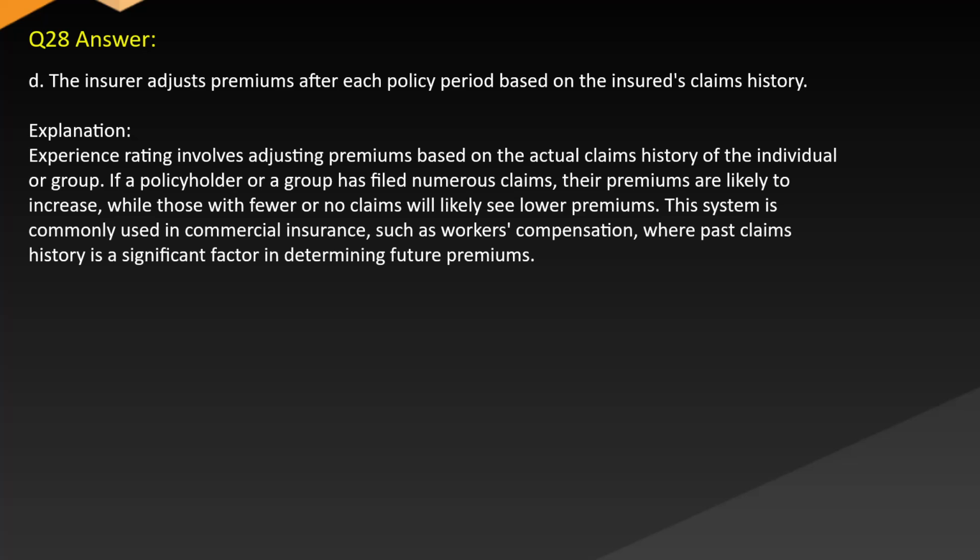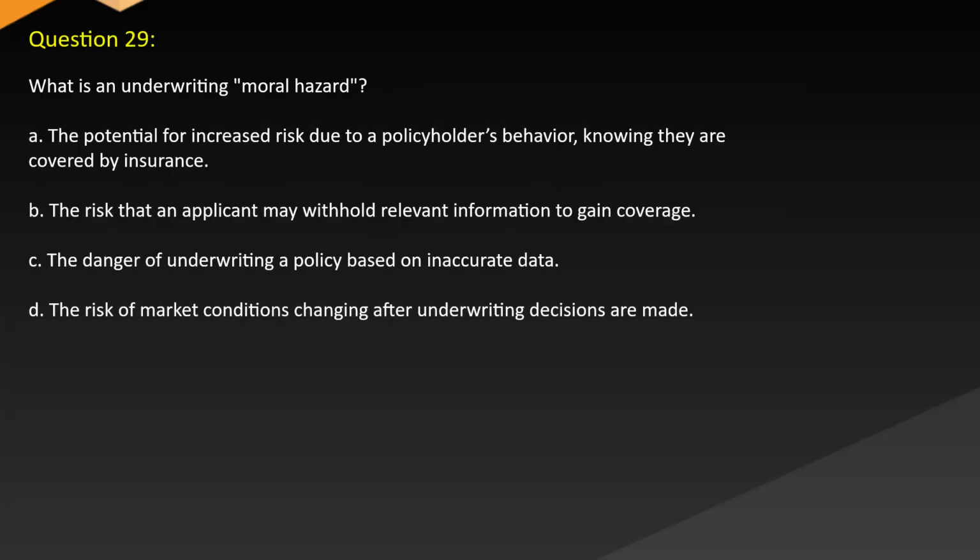Explanation: experience rating involves adjusting premiums based on the actual claims history of the individual or group. If a policyholder or a group has filed numerous claims, their premiums are likely to increase, while those with fewer or no claims will likely see lower premiums. This system is commonly used in commercial insurance, with workers' compensation, where past claims history is a significant factor in determining future premiums. Question 29. What is an underwriting moral hazard?